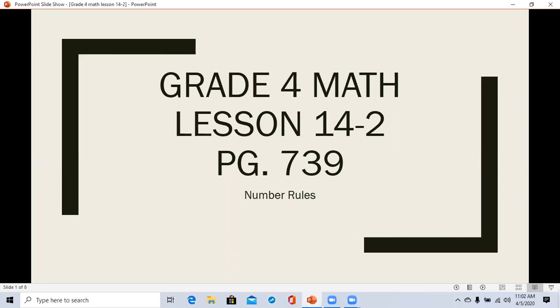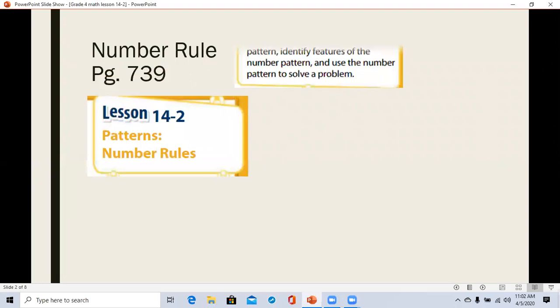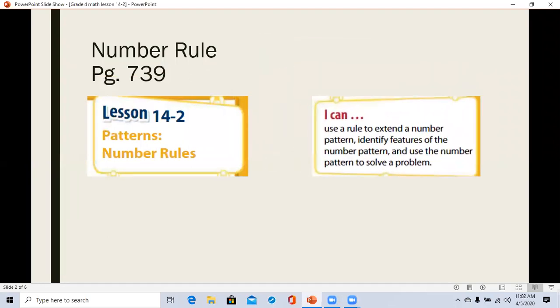Today's lesson will be 14.2, and this will be found in your booklets on page number 739. The lesson today will be number rules. After this lesson, you can use a rule to extend a number pattern, identify features of a number pattern, and use the number pattern to solve a problem.